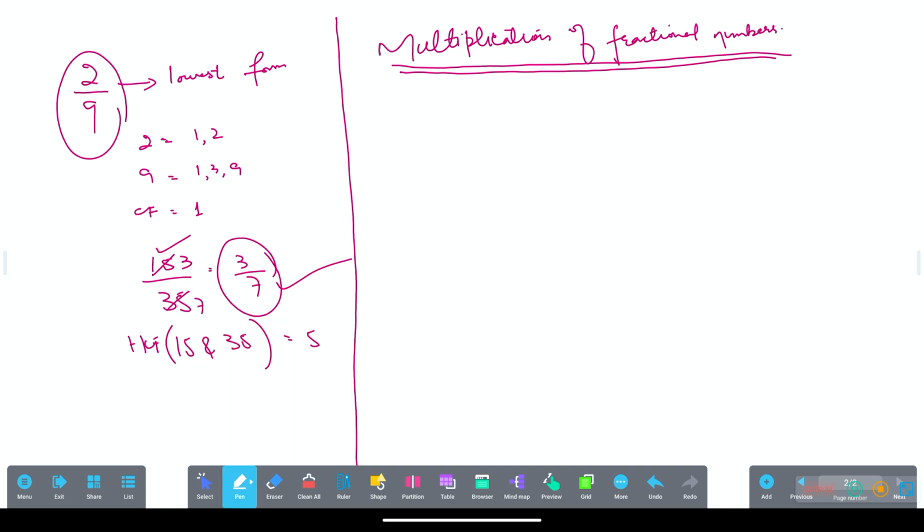Now let me take a few examples first. Whenever you are multiplying fractional numbers, it means you are not dealing with one fraction. You are dealing with more than one fractional number. And remember, among the two, one can be a proper fraction or an improper fraction, and the other number can even sometimes be a whole number. So the first case I am writing here. Case first.